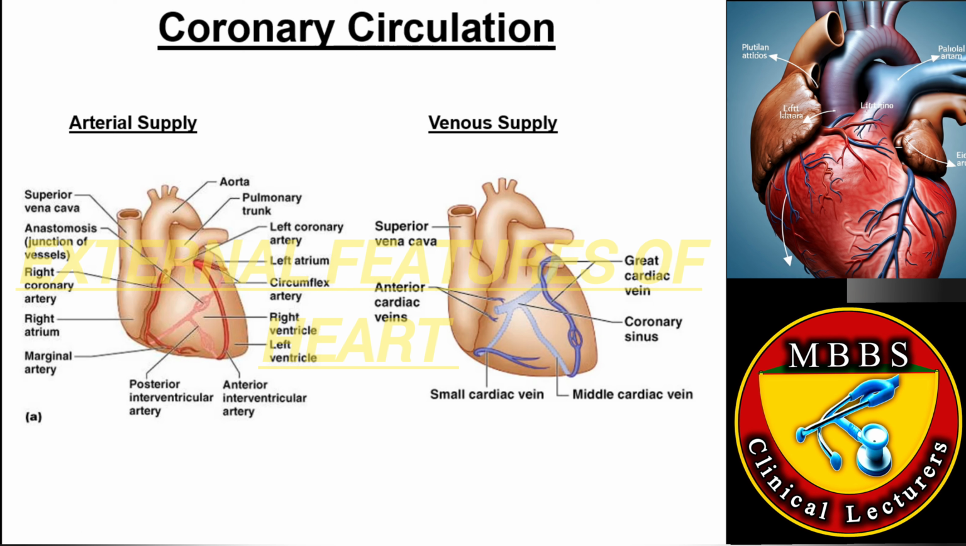The venous drainage is through the anterior cardiac veins and small cardiac veins. Here is the coronary sinus. This is the great cardiac vein, and this is the middle cardiac vein. So they drain the blood from the heart.